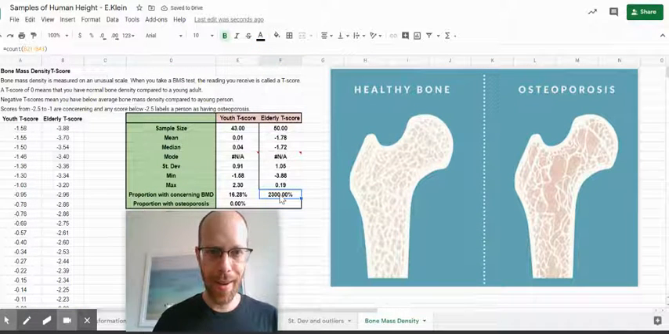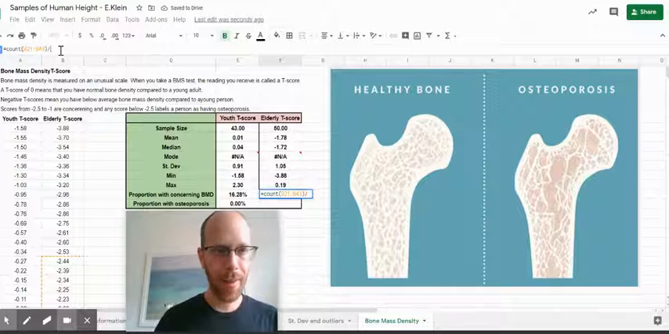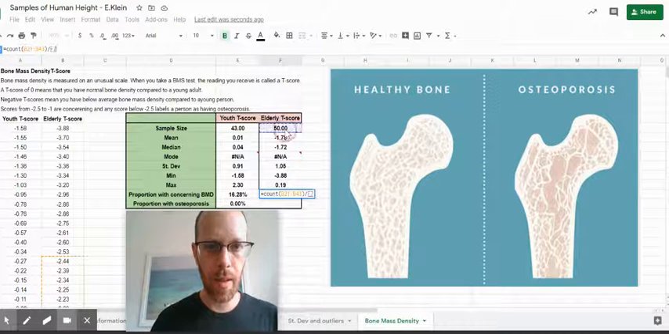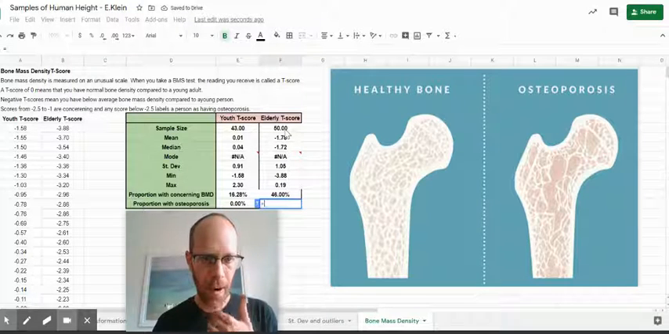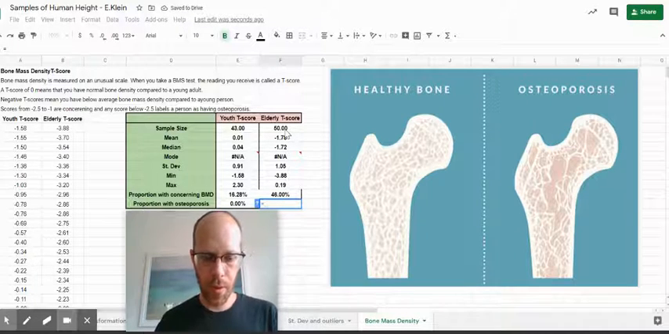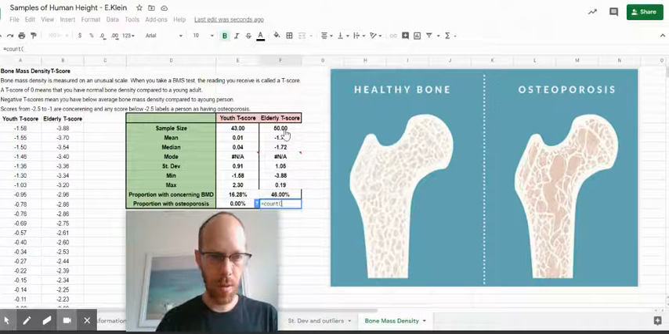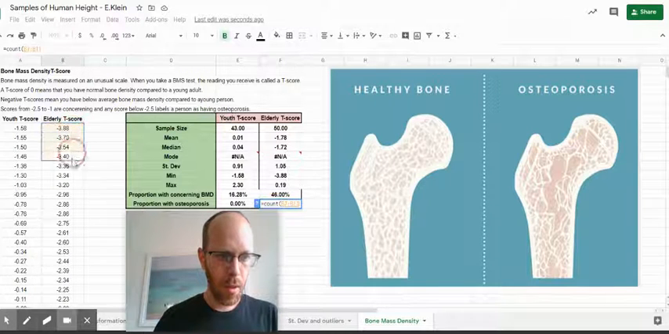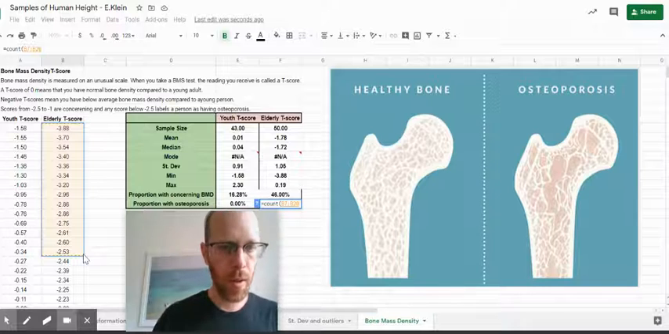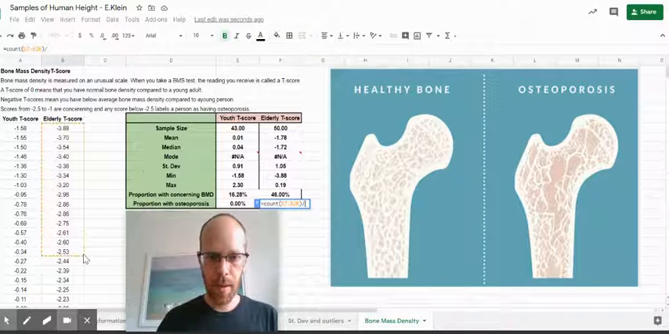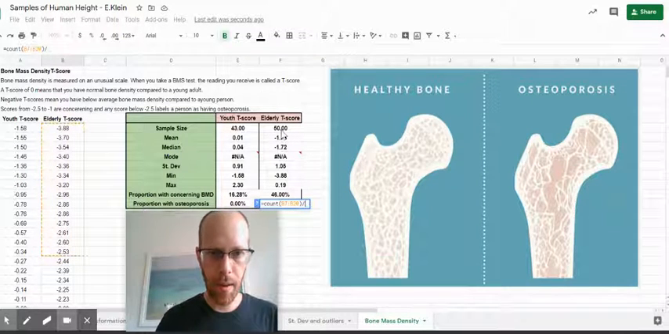I actually want to take that number, that's a little big, and divide it by the sample size to get the percentage. All right, proportion with osteoporosis would be count down to there. Those are the ones that are smaller than 2.5, divided by the sample size.